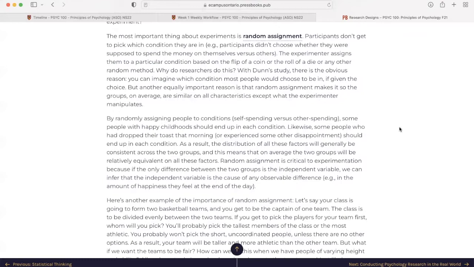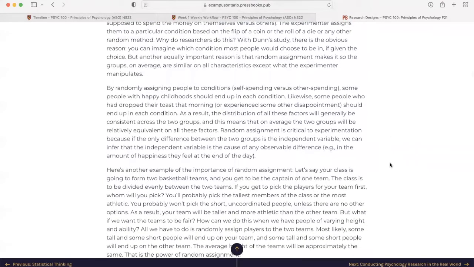Random assignment is critical to experimentation because if the only difference between the two groups is the independent variable, we can infer that the independent variable is the cause of any observable difference, for example, in the amount of happiness they feel at the end of the day.